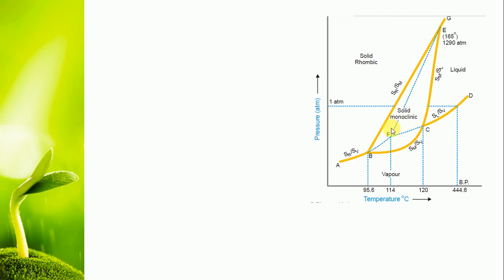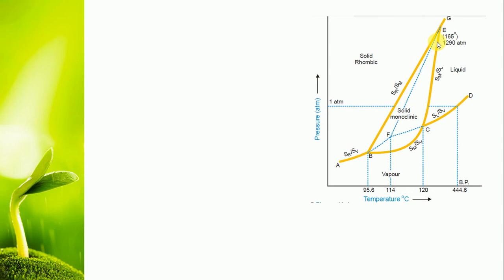It will also contain lines or curves. It has one line AB. Along this line, the rhombic sulfur and sulfur vapor exist in dynamic equilibrium. There is another line BC. Along this line, monoclinic sulfur and sulfur vapor remain in dynamic equilibrium. This line represents a one component, two phase system. The line CD: along this line the liquid sulfur and sulfur vapor exist in dynamic equilibrium. It is also a one component, two phase system.